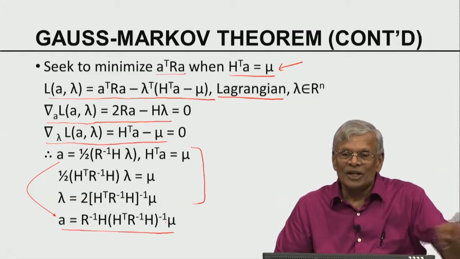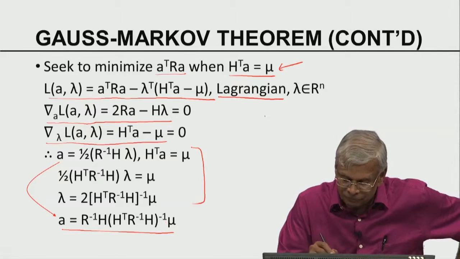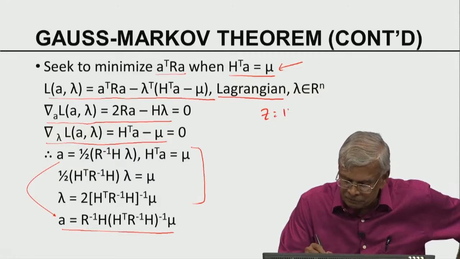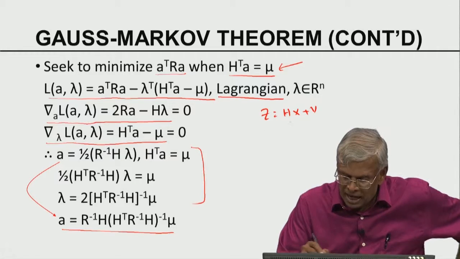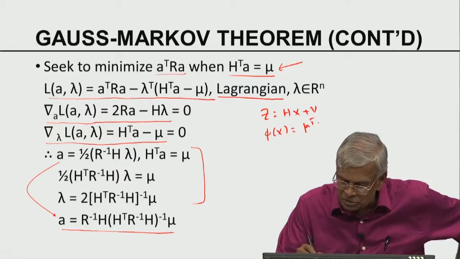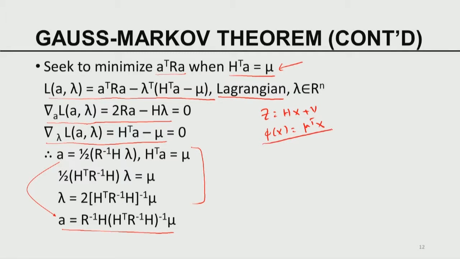Wow. Look at this now. I want to go back. I know there are a lot of side steps involved. Z is equal to Hx plus V. I don't want to estimate X, but I want to estimate a functional of X, which is mu transpose X. To estimate this, I picked an estimator to be A transpose Z. This estimator is unbiased. This estimator has a variance which is A transpose R A. This estimate is linear. It is also unbiased.